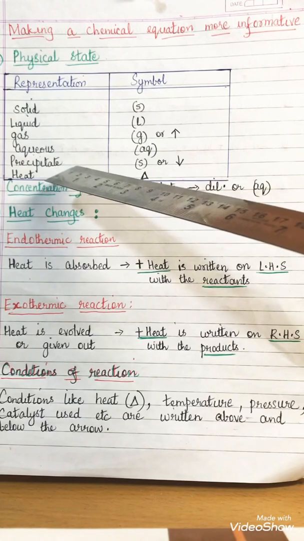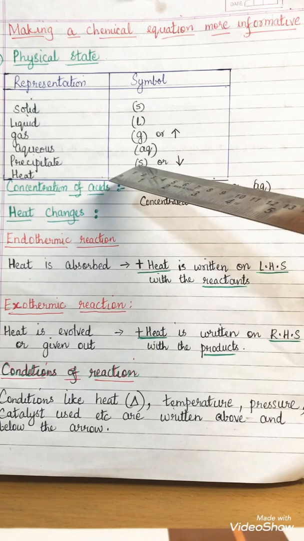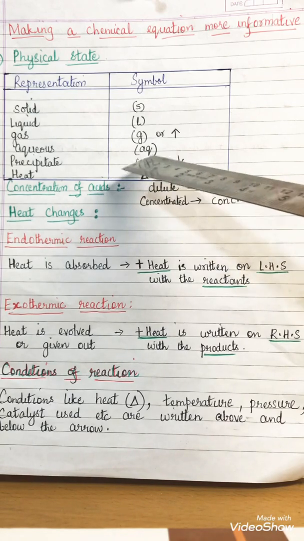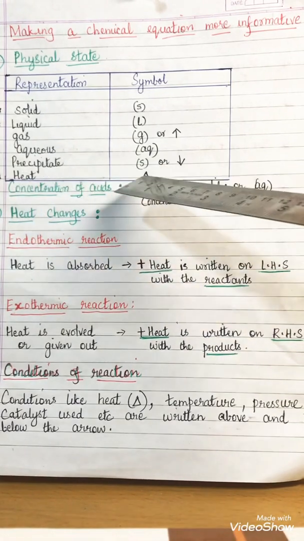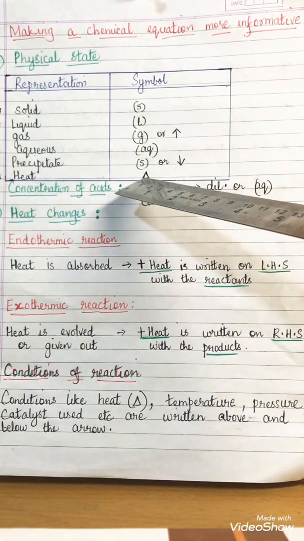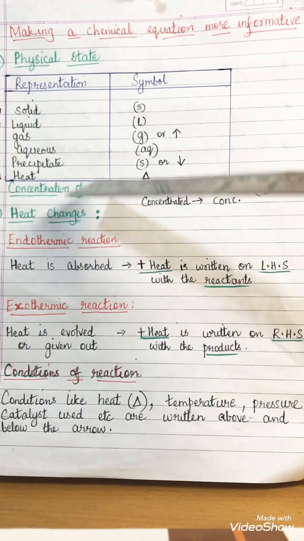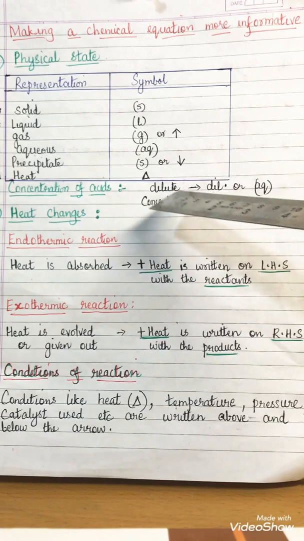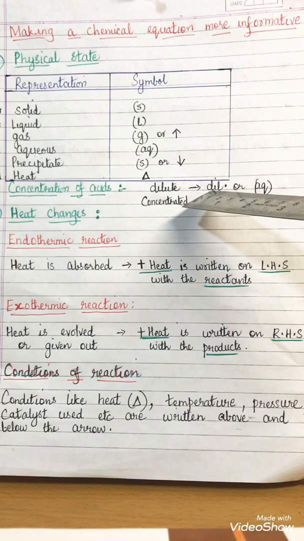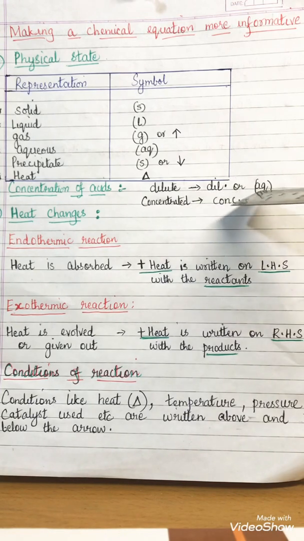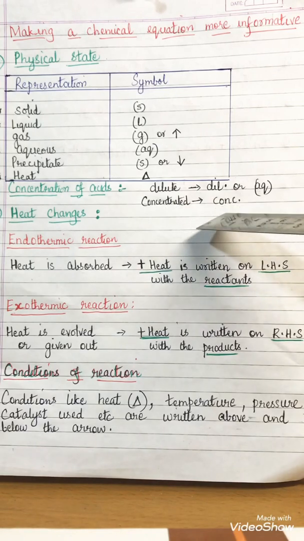Precipitate, as I told you, is an insoluble solid substance. It can be represented as small s or a downward arrow. Heat is represented as a small triangle. Next is the concentration of acids. Dilute is symbolized as dil or aq. Concentrated can be written as conc.